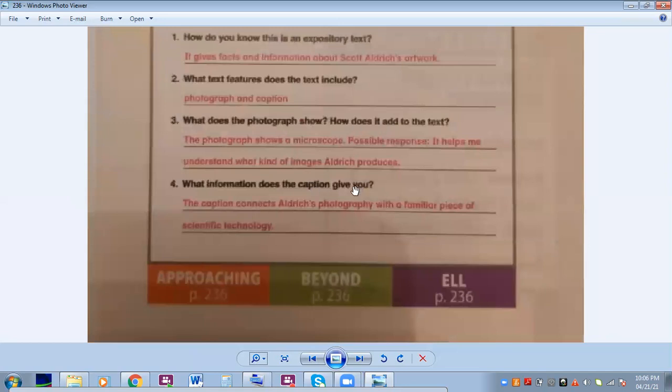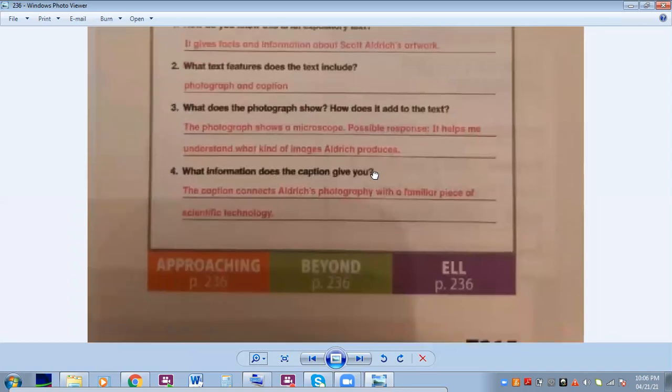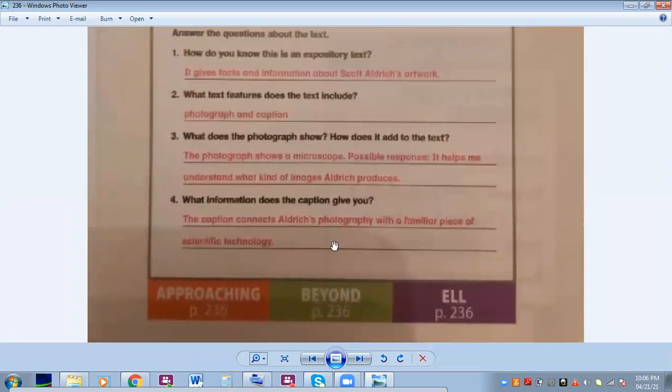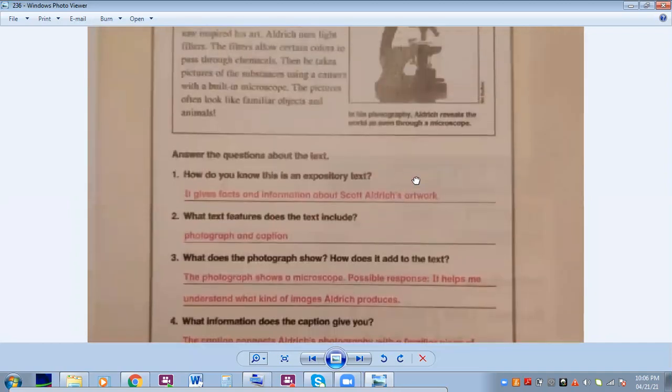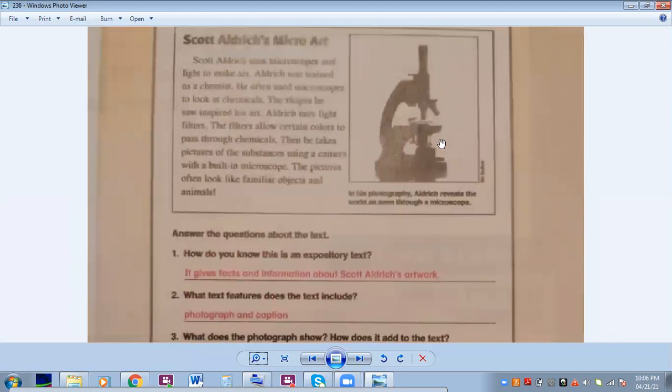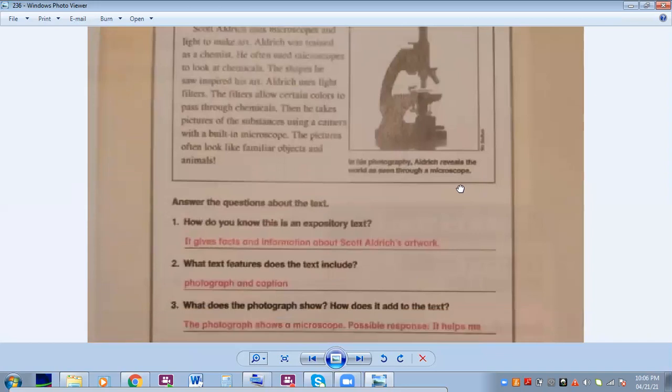What information does the caption give you? The caption connects Aldrich's photography with a familiar piece of scientific technology. So it talks about the fact that he takes photos and it connects it to the fact that he used the microscope to see many of the images that he takes. All right.